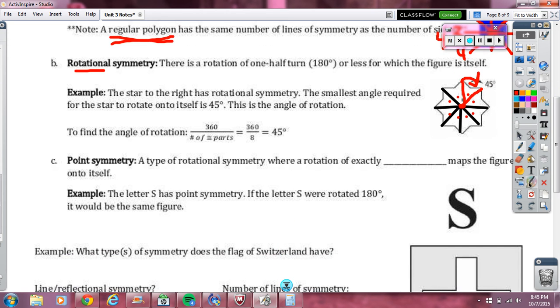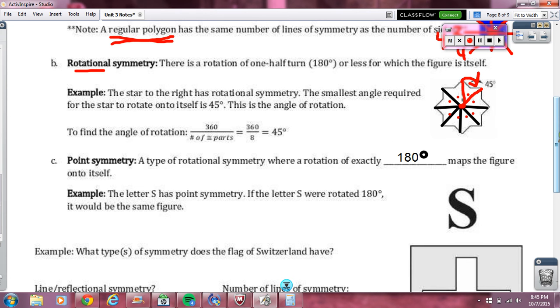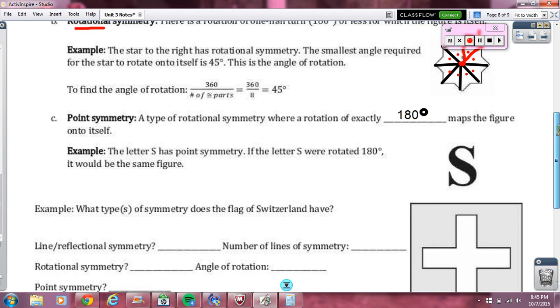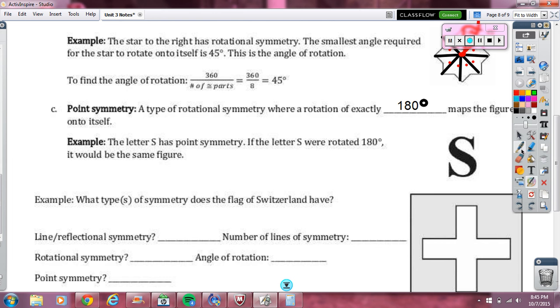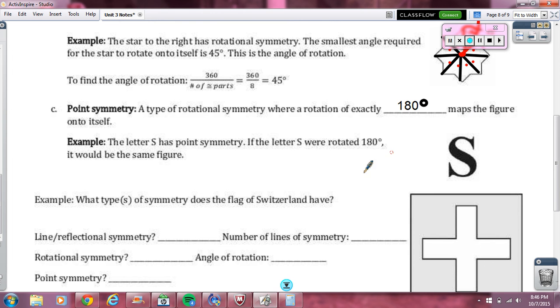Last kind of symmetry is point symmetry, which is when you can rotate an object exactly 180 degrees and it will be mapped onto itself. The way I think about this one is that the object looks the same right side up and upside down. So for instance, the letter S has point symmetry because if you were to rotate it 180 degrees, aka turn it upside down, it would still look like the letter S. The letter H, that has point symmetry. It looks the same upside down and right side up.